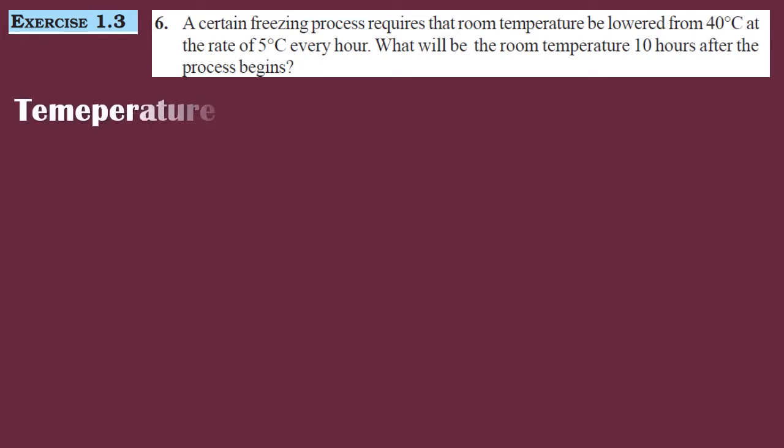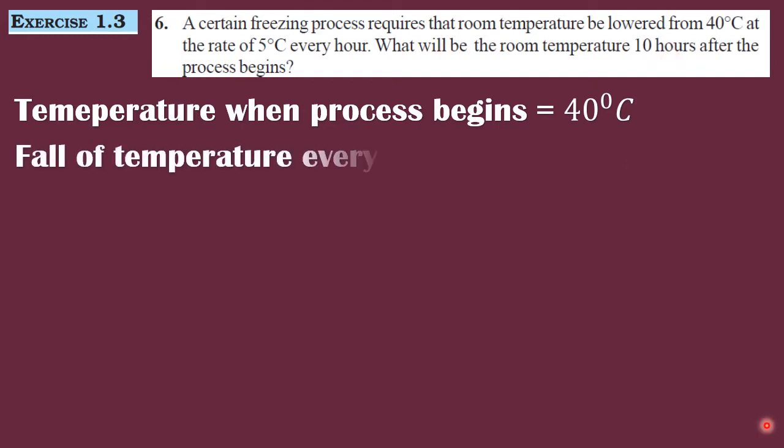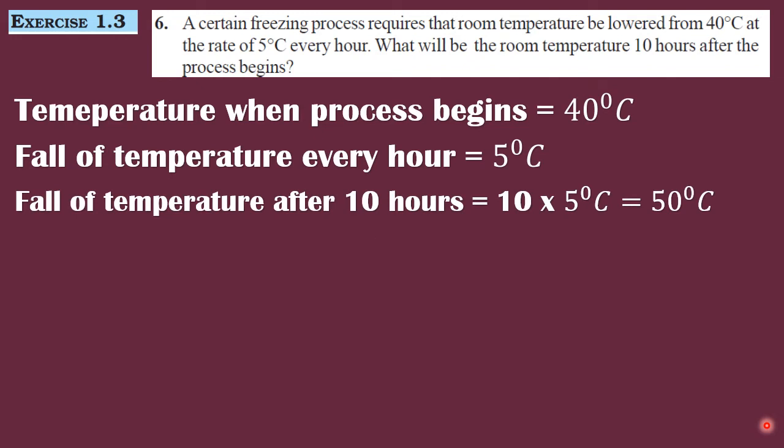So here the temperature when the process begins is 40 degrees centigrade, and every hour it is lowered. So the temperature should come down by 5 degrees centigrade every hour. Then for how many hours? 10 hours. So the fall of temperature every hour is 5 degrees. So what will be the fall of temperature for 10 hours? It will be 10 into 5, 50 degrees.